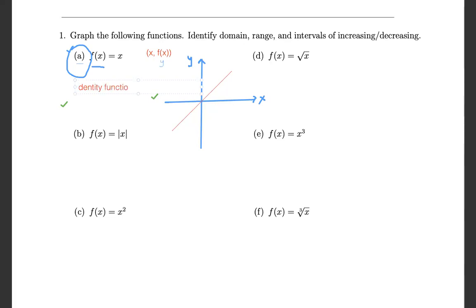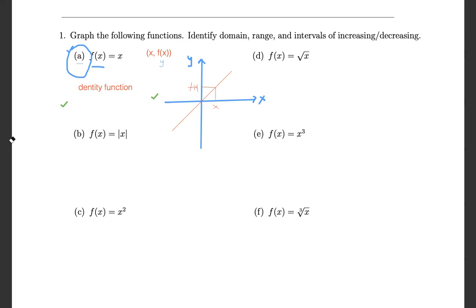Identity function. So for every point, the function value equals the input value. So this is x, and this is f of x, they equal each other. This is the x value, and this is f of x, the old y value, right? So that's why it gets the name identity function, because for every point, the x value and the y value are the same. So this is the graph of A.